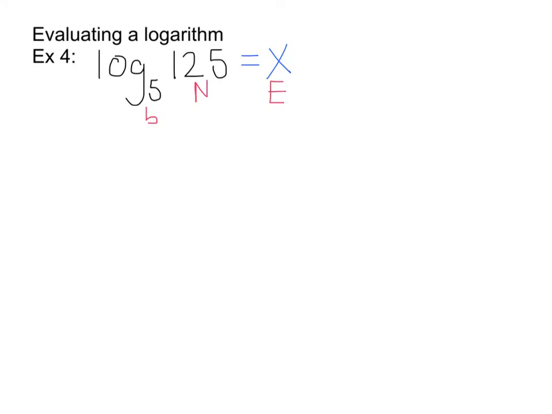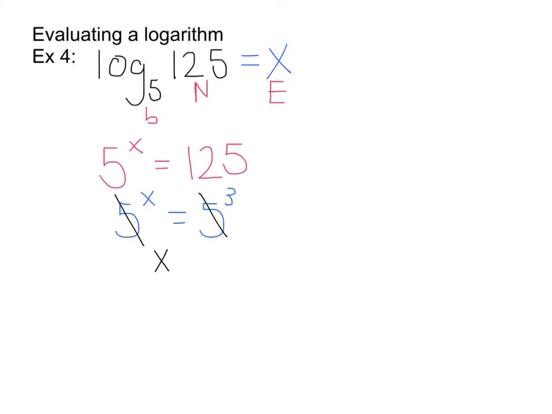Let's rewrite it in Ben form. So we write 5 to the x power equals 125. Now think, 5 to what power gives me 125? 5 to the third power. And when the bases are the same, you find out that you get 3 as your answer.